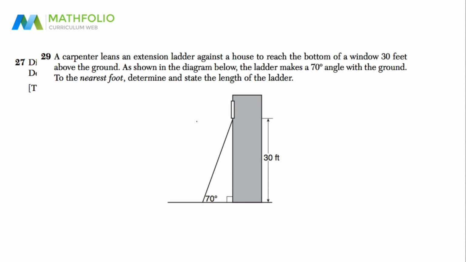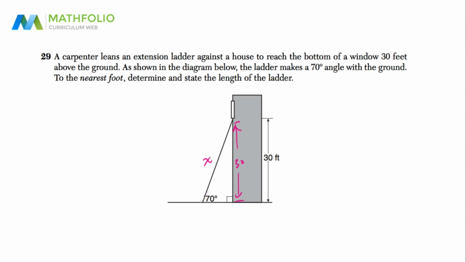Okay, question 29. All right, in this question, a carpenter leans a ladder against the house to reach the bottom of a window 30 feet above the ground. That's all shown. The ladder makes a 70-degree angle, which is shown. Round to the nearest foot. Determine and state the length of the ladder. So this is really x. There's the ladder. This 30 could be moved over here.